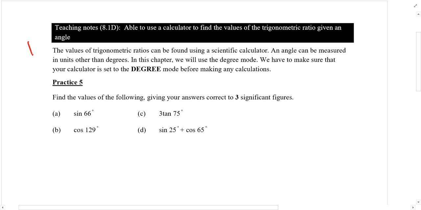Your homework is to do practice 5. Just key in the calculator. I'll show you the first one. Sine 66. Press sine 66. Copy down the answer. Done. Practice 5 easy? Super easy. So that can't be the only homework.